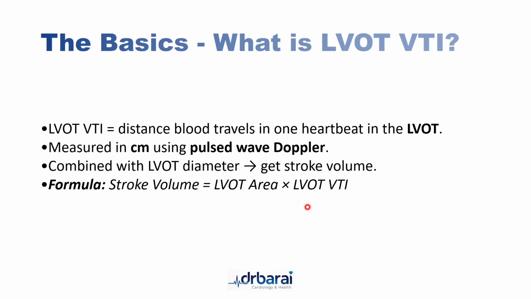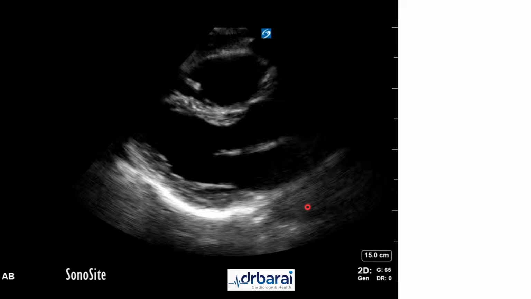The assumption here is that the left ventricular outflow tract is like a cylinder. So if we know the height of the cylinder and the diameter or the radius of the cylinder, we can measure the stroke volume. I'll show you some further animations and some beautiful clips to illustrate this even further.